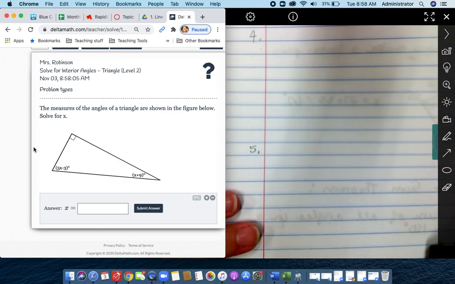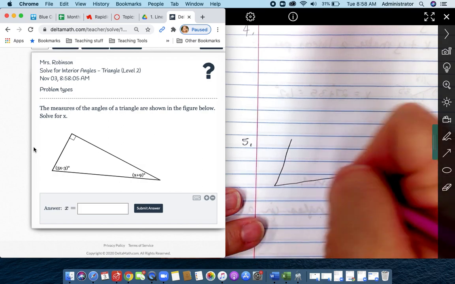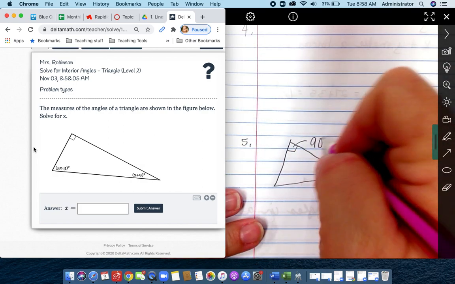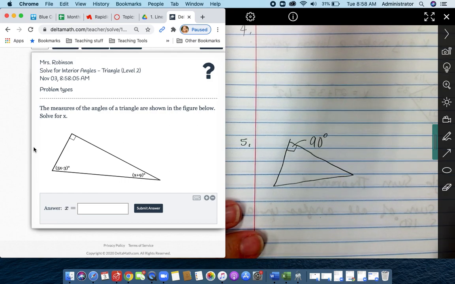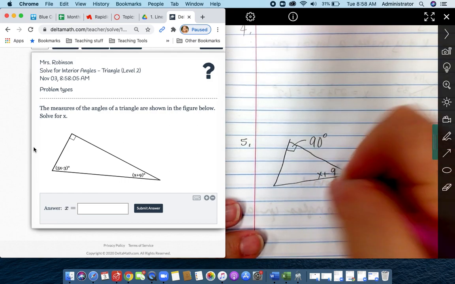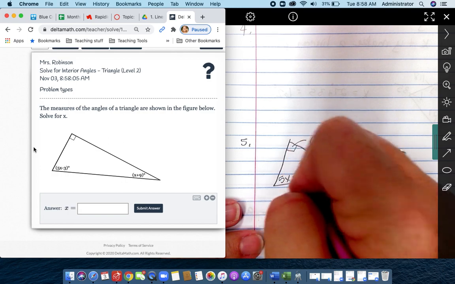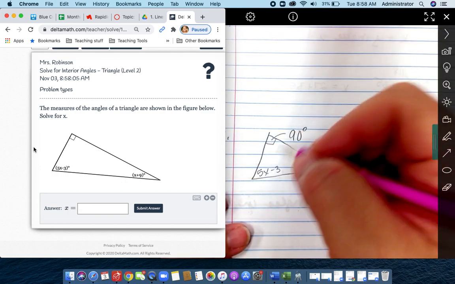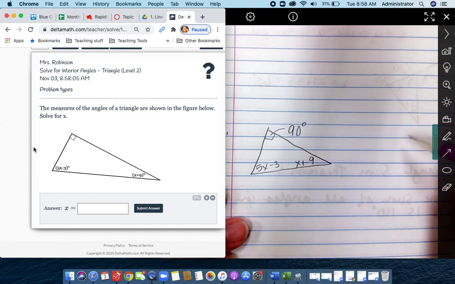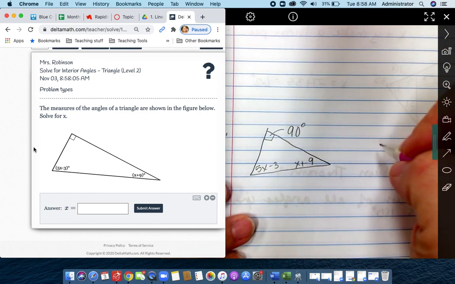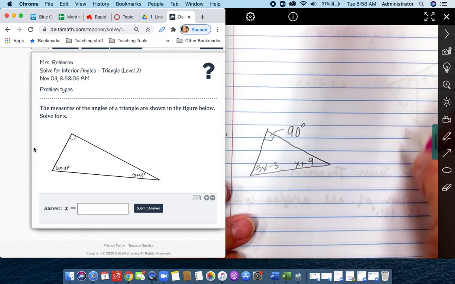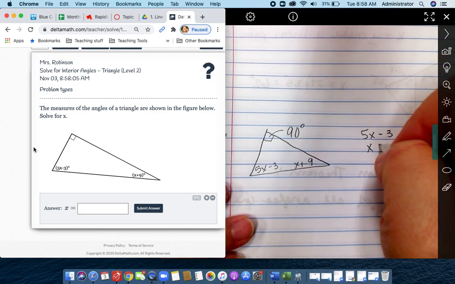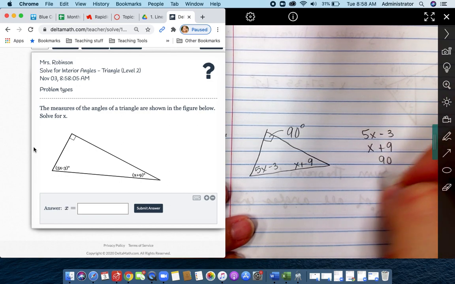So number 5, this time we're given a right angle. So I just wanted to recap that if you see a square, that means that this angle measure is 90 degrees. So we've got x plus 9 and 5x minus 3. You're, of course, welcome to copy the picture. Not that mine's pretty, but have it in your notes, so if you're studying later, you'll have it. So I'm going to add all the angles and set it equal to 180. One of my favorite ways, by the way, to do this when I have to combine like terms is to do this.